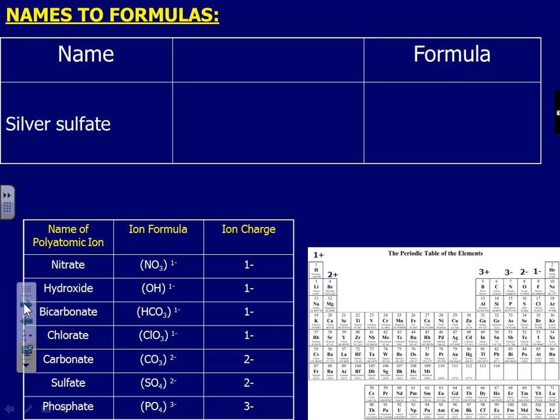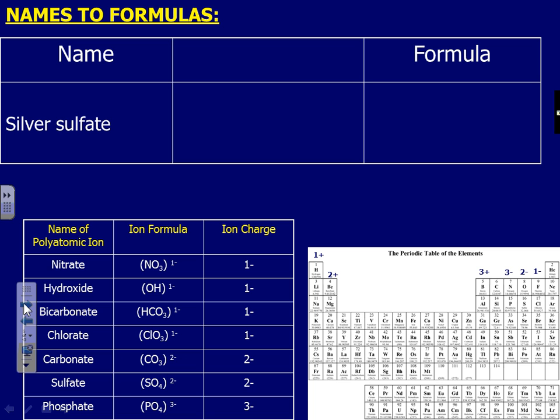Track down the silver, find the charge, track down sulfate, put it in brackets, track down its charge, cross it over.